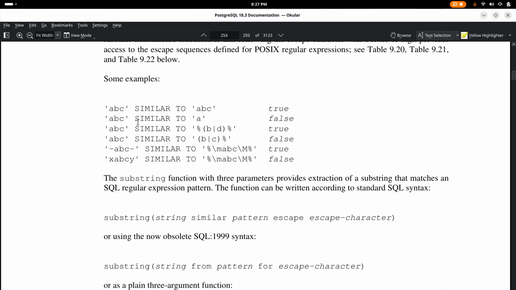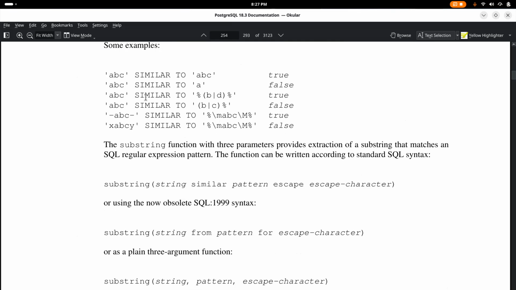'abc' SIMILAR TO 'abc' is true. 'abc' SIMILAR TO 'a' is false. 'abc' SIMILAR TO '%(b|d)%' is true, because the percent sign will match a, then b will match, and then the percent sign will match the rest. This means either b or d, so it could match 'adc' as well. 'abc' SIMILAR TO '(b|c)%'. This will match b followed by any more characters, or c followed by any characters, but it does not match the beginning of the string, a.